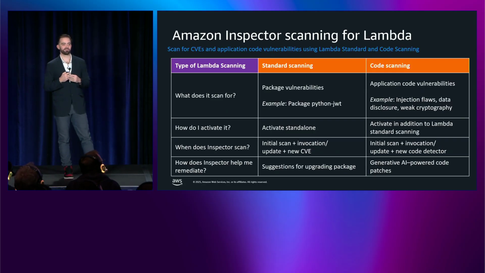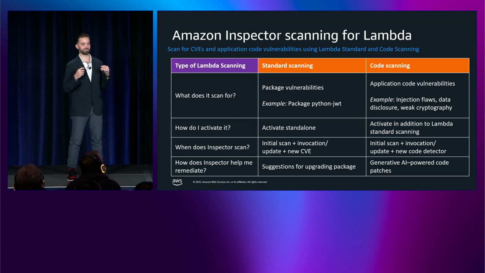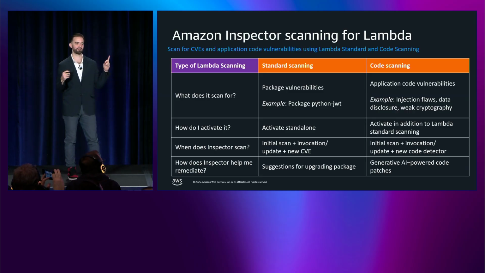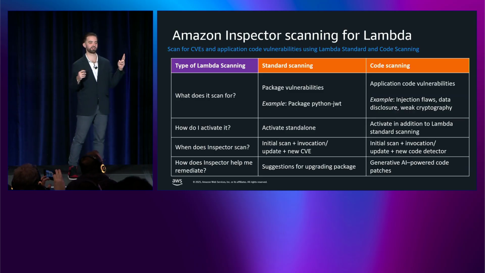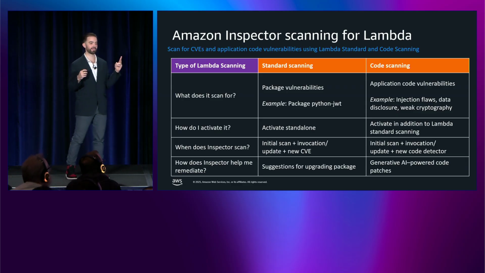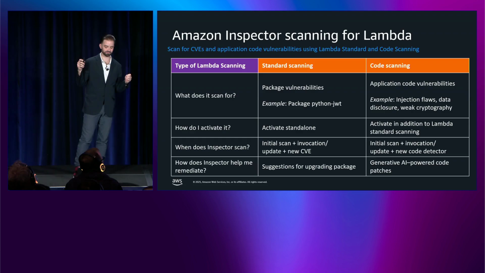Here I present a table, and I'll just talk through more or less how Lambda scanning works. Lambda scanning has essentially two modes. The first is Lambda standard scanning, which is scanning for package vulnerabilities. And the second is code scanning, which is scanning for application code vulnerabilities. As a customer, you'll have the ability to either turn on standard scanning for an account or standard and code scanning for a specific account. So you can't have code scanning without standard scanning.